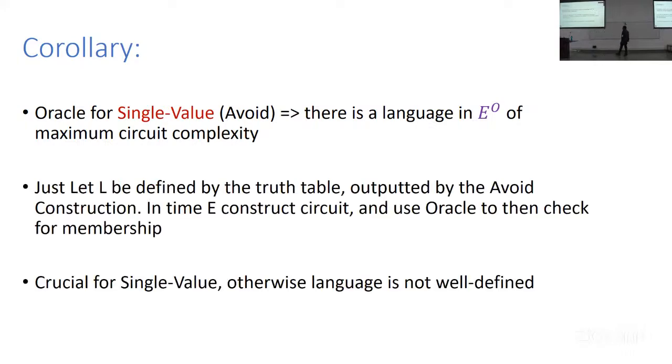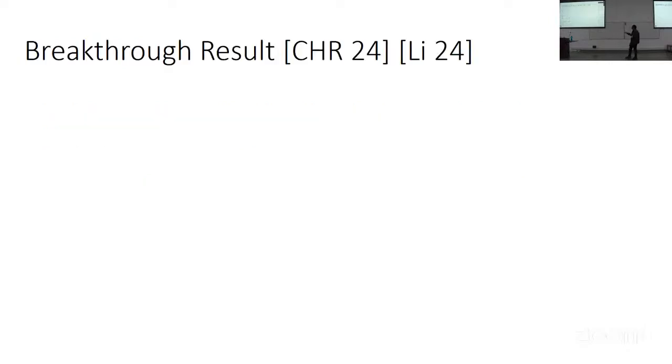It's crucial that I have a single value here, otherwise my language is not well defined. Okay, so if I have this, then I'm happy. If I have a local for a single value array, I start doing all kinds of crazy stuff. And it turns out that this is exactly what was given to us in last year's talk.